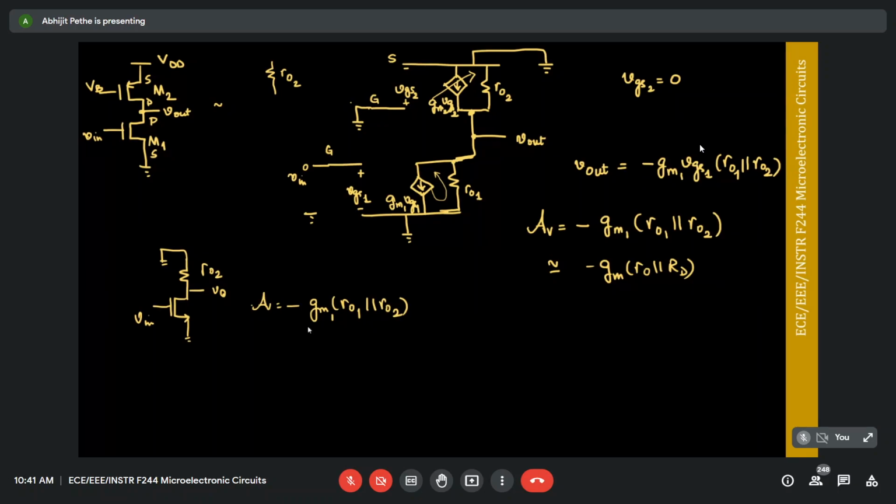Is that clear? I want you to understand the difference between the two. M2 is not a resistor. M2 is a current source. That current source in small signal offers a very high resistance to the small signal circuit. Is that clear? Any questions here?